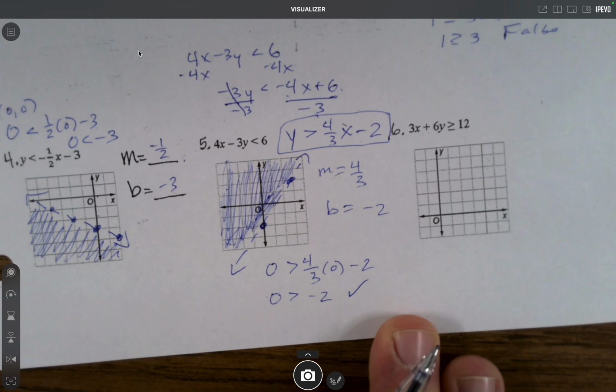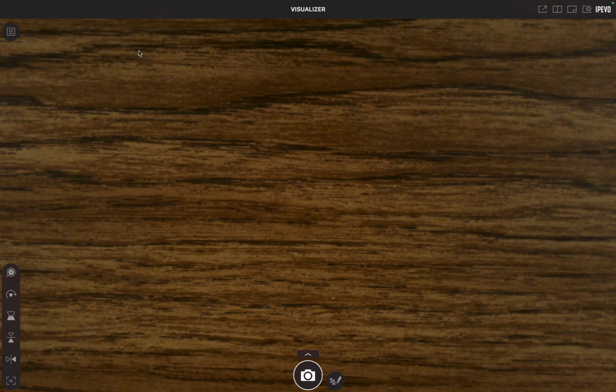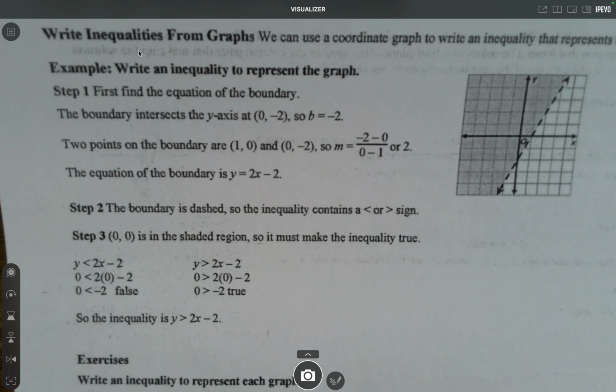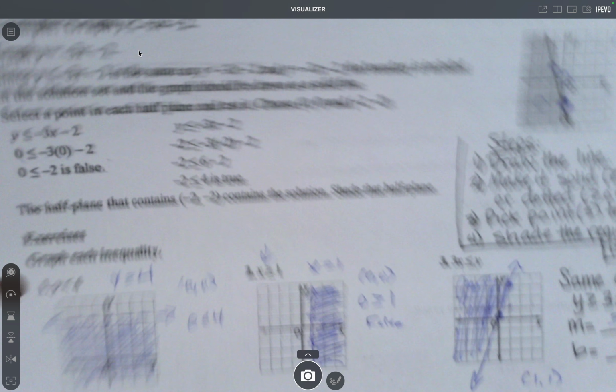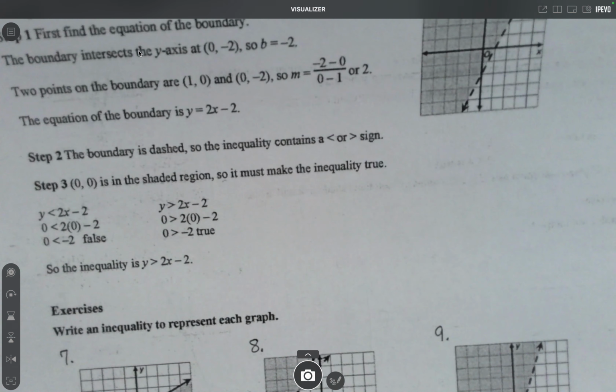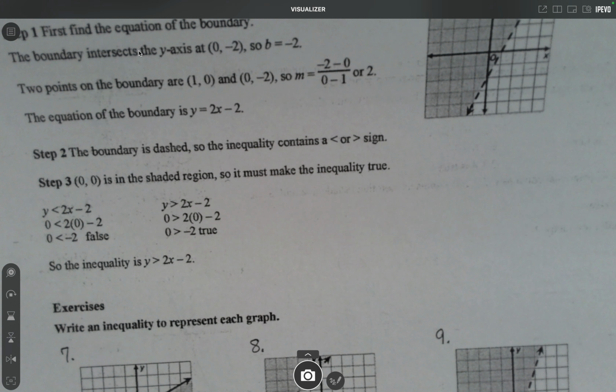Okay, I'm going to skip number 6. I think you've got the idea by now. Now on the back, we see us going the opposite direction. So on the front, we are given equations and asked to graph them. On the back, it's going to give us the graph and ask us the equation.